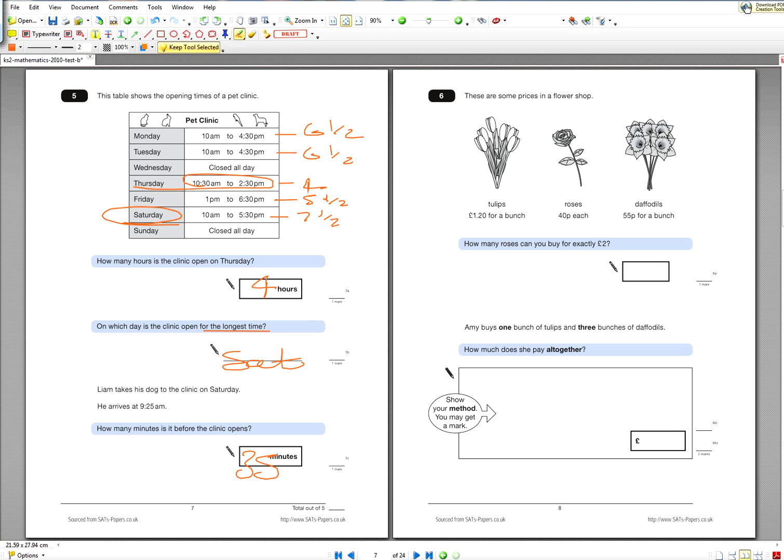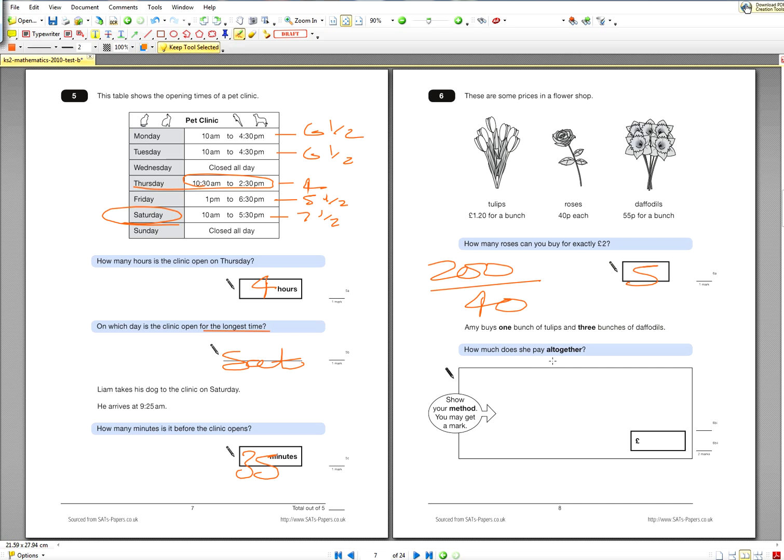Question number 6. These are some prices in a flower shop. How many roses can you buy for exactly £2? So we get our £2, which is 200 pence, and we divide it by 40 pence per rose. So that gives us a nice answer of 5.